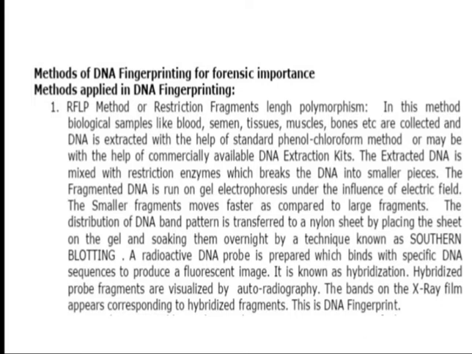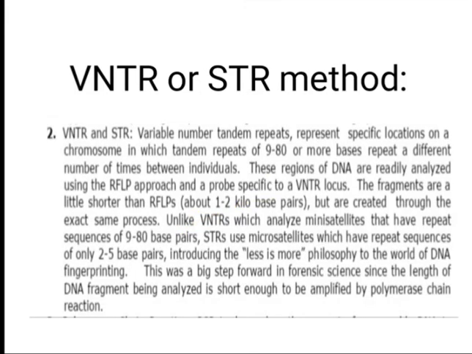It produces a fluorescent image, and this is known as hybridization, and the hybridized probe fragments are then visualized on the autoradiography, and the bands are observed on the X-ray film which appear corresponding to the hybridized fragments, and this is known as a DNA fingerprint. So the first method is RFLP. Now we will see the second method, the VNTR or STR method.